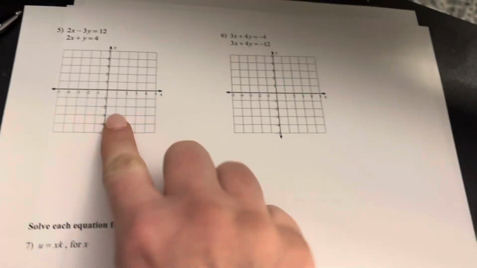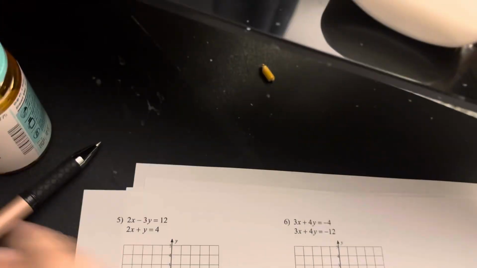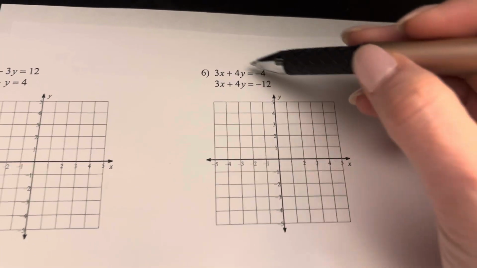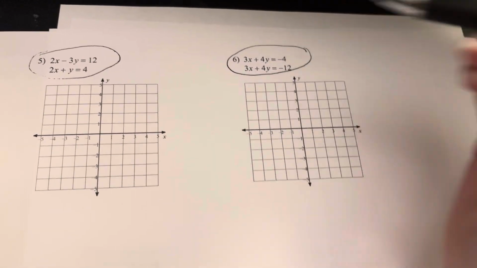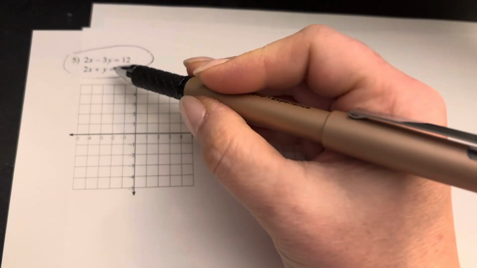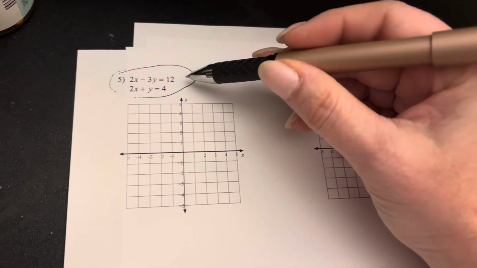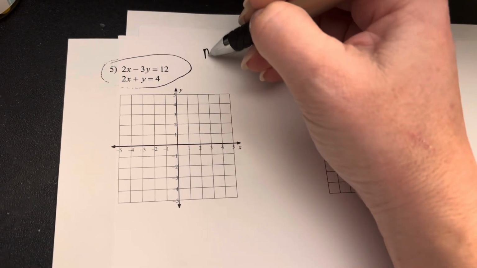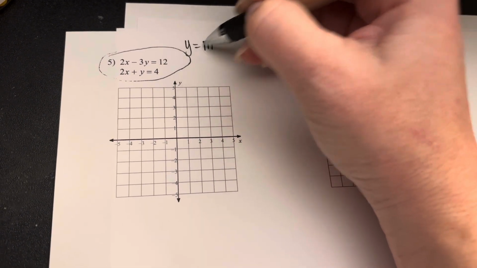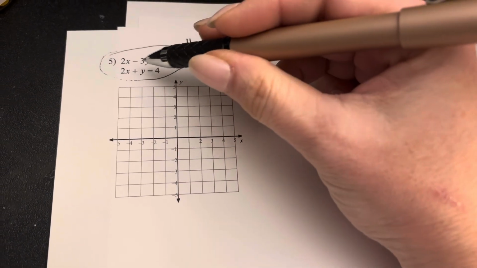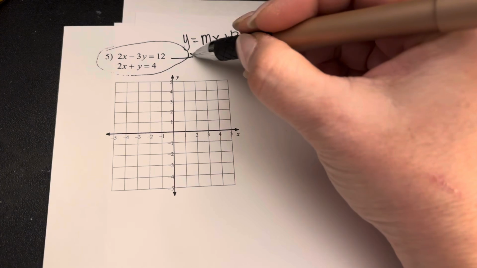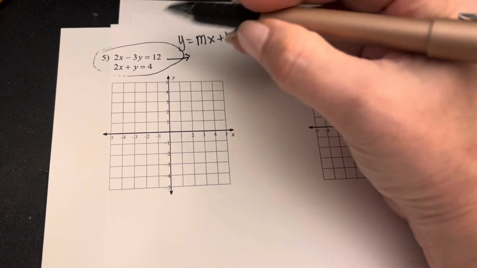You're going to have 6 problems of graphing. What is the problem when you have these problems here? What do you need to do? You need to put them in slope-intercept form. We need it to be y equals mx plus b. So you will need to move these equations to look like this.